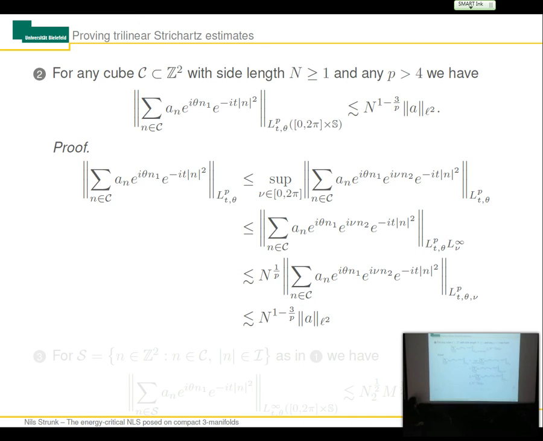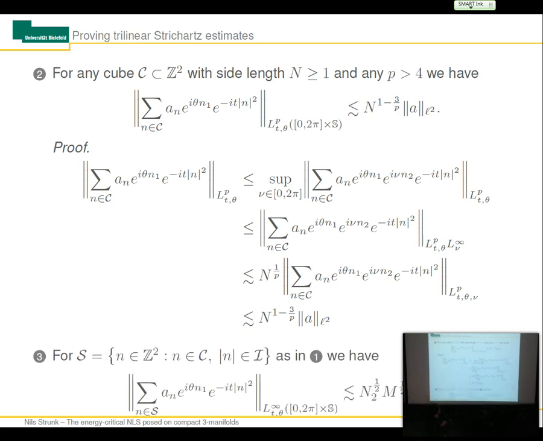Okay, now that we have the LP estimate for small p, we also want to get an L-infinity estimate. But again, it's an exponential sum like this. And remember, S is defined as this set. This is S.